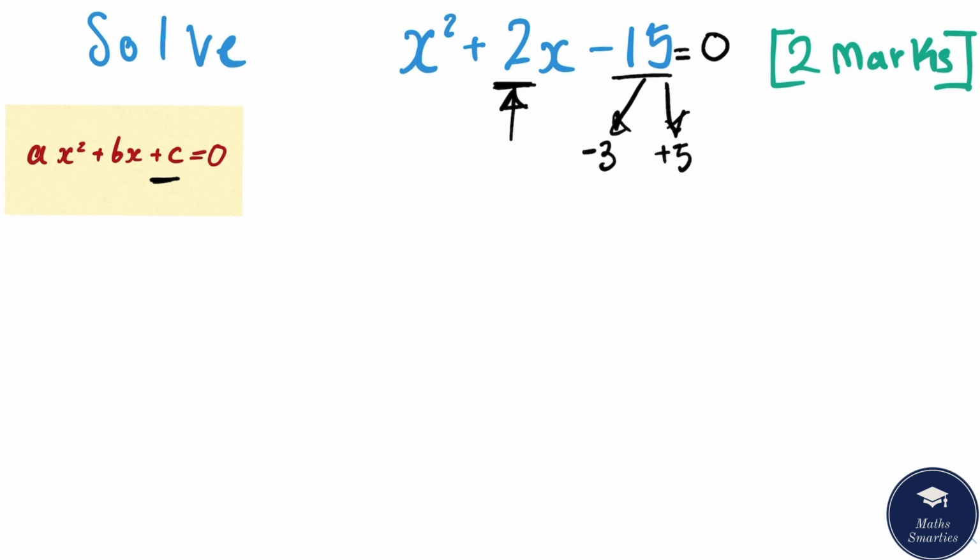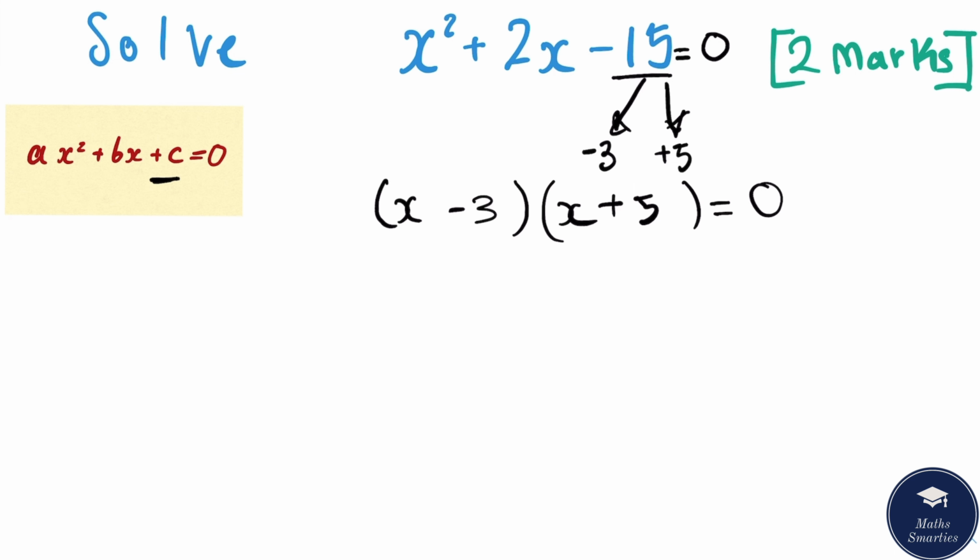We haven't finished, okay? We just figured out the factors. Now, let's open two brackets. Make it equal to 0, okay? Always make it equal to 0. That's the standard for quadratic equations. Now, x and x, x minus 3, x plus 5.